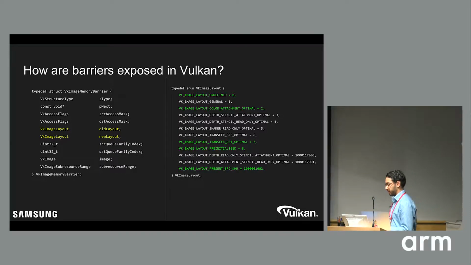The image layouts, as Andrew describes, are basically a usage hint to the driver. The idea is if the driver knows in which layout an image will be in, then it can do some further optimizations. For example, before presenting the image to the display, you have to transition it using a pipeline barrier to present source KHR, shown in green there. That tells the implementation that the image will be used for presentation. You also have color attachment optimal, undefined, transfer destination optimal, and pre-initialized, and I'll go through some of them right after that.